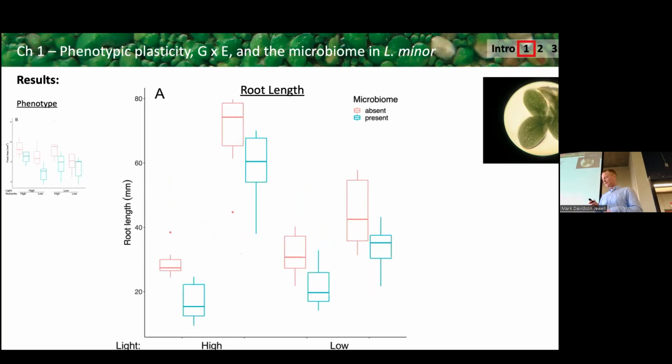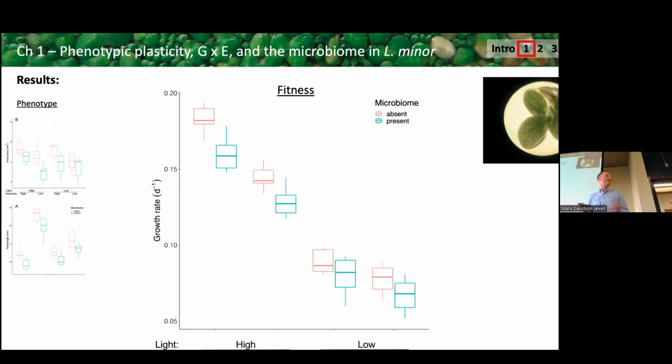Looking at root length, so there's this huge effect of environment. So going from high to low nutrient environment, roots triple in length, common physiological response, of course. When plants need more nutrients, they'll grow longer roots. But again, I'm going to point you to the difference between the colors in the bars. Systematically, the green bars are lower than the red. So when the microbiome is present, plants have shorter roots.